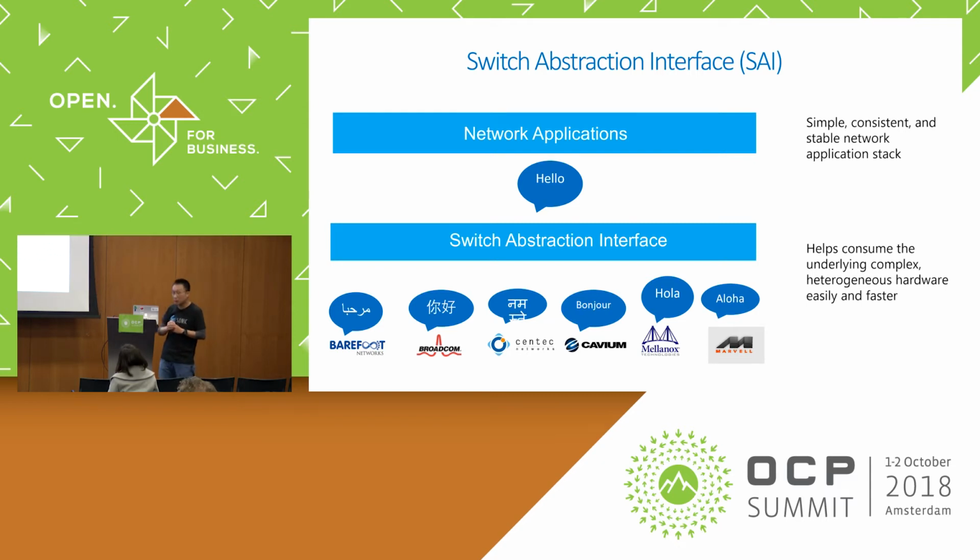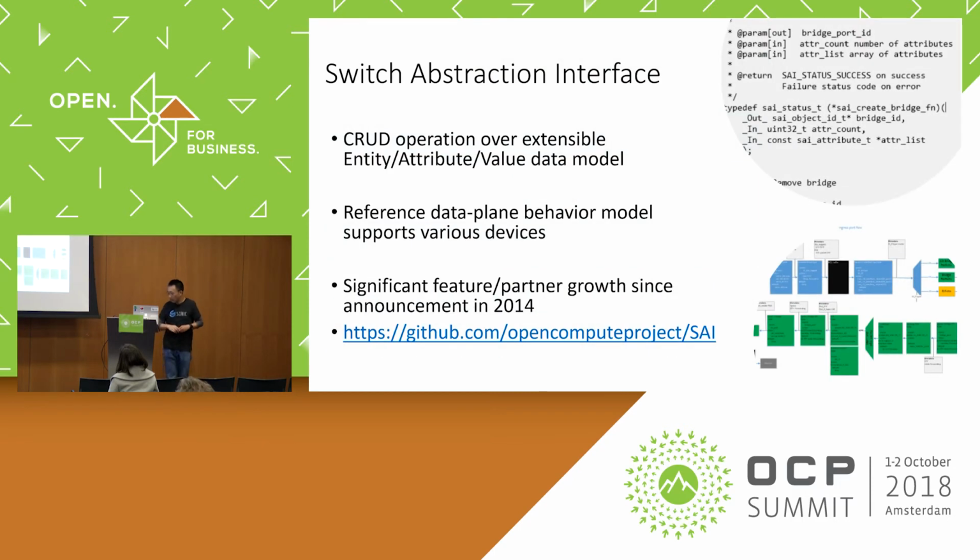So basically, SAI provides a translation layer so that you're talking in the same language, but to a different set of hardware. It allows you to build a simple, consistent, stable network application stack, even though you are moving across a hardware stack. The actual manifest of SAI is a CRUD operation over an extensible set of entity-attribute-value data model. In a sense, it's a table-based API that doesn't force you into a certain programming language or a certain paradigm.